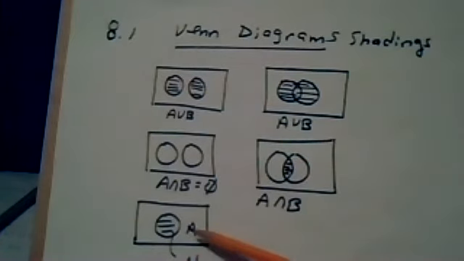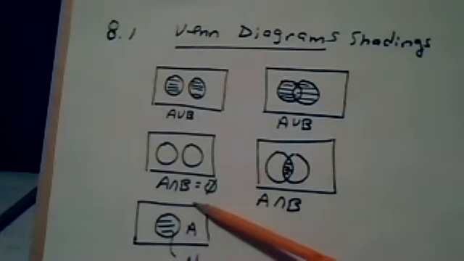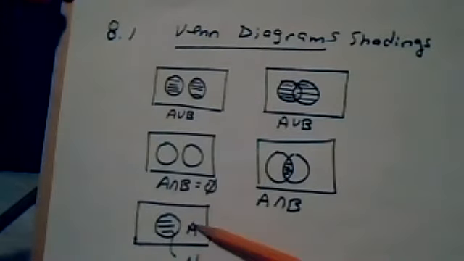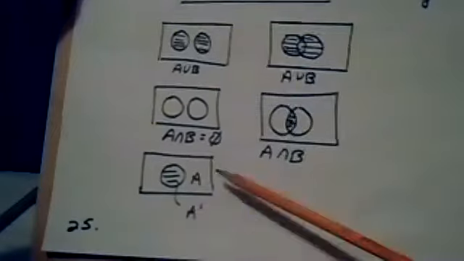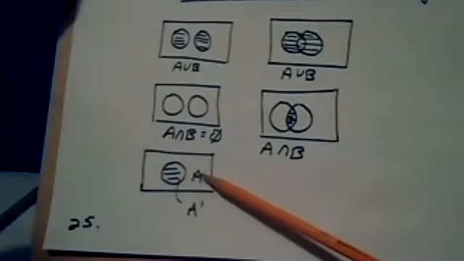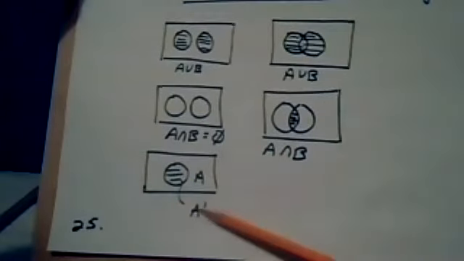Notice the complement. Everything outside of A is the complement of A, or A prime. So whatever A is, A prime is not, and vice versa. They're opposites of each other, A and A prime, or A complement.